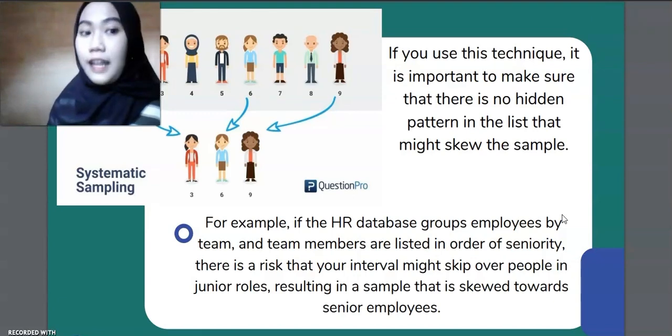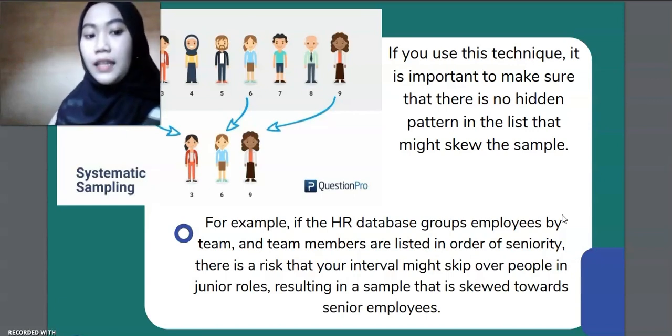If you use this technique, it is important to make sure that there is no hidden pattern in the list that might skew the sample. For the example, if the HR database groups employees by team and team members are listed in order of seniority, there is risk that your interval might skip over people in junior roles, resulting in a sample that is skewed towards senior employees.